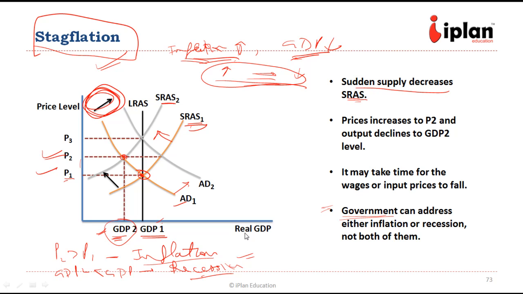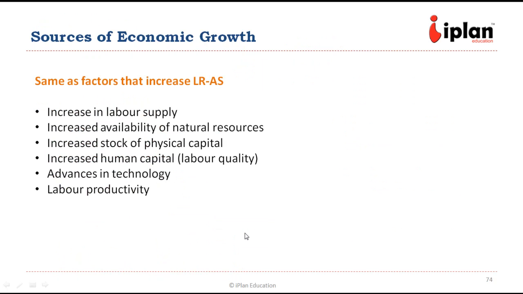Let us move to the next concept, the sources of economic growth. As we know, demand can be increased in the short term, but for economic growth there has to be an increase in the supply. So the long run aggregate supply curve, which represents the potential real GDP, should be shifted rightwards. That will indicate the economic growth.